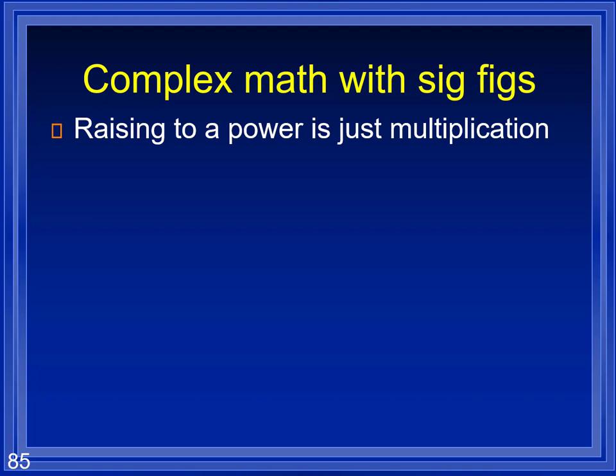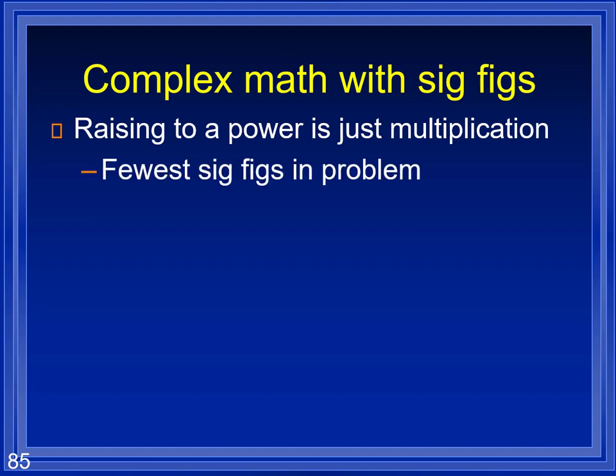Raising something to the power is just multiplication. Okay? So it follows the multiplication rules. So if you've got something that's got 3 sig figs and you're squaring it, your answer should have 3 sig figs. Okay, so it's just multiplication. Raising to a power is just multiplication.